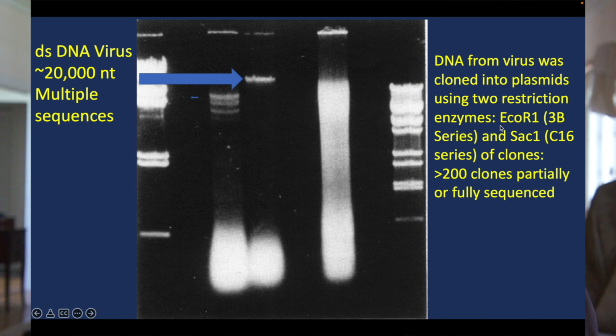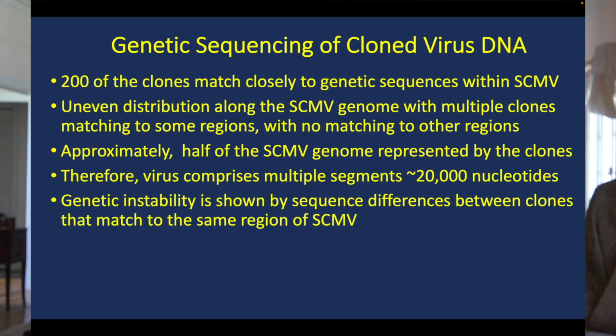I used two of what are called restriction enzymes, EcoR1 and SAC1, to give overlapping fragments, and we had well over 200 clones that were partially or fully sequenced. This goes back to some of the earlier data that I presented. 200 of the clones match closely to genetic sequences within this African green monkey simian cytomegalovirus. It was interesting. There was an uneven distribution along the entire genome, with multiple clones matching to some regions, but no matching at all to other regions of the cytomegaloviral genome.